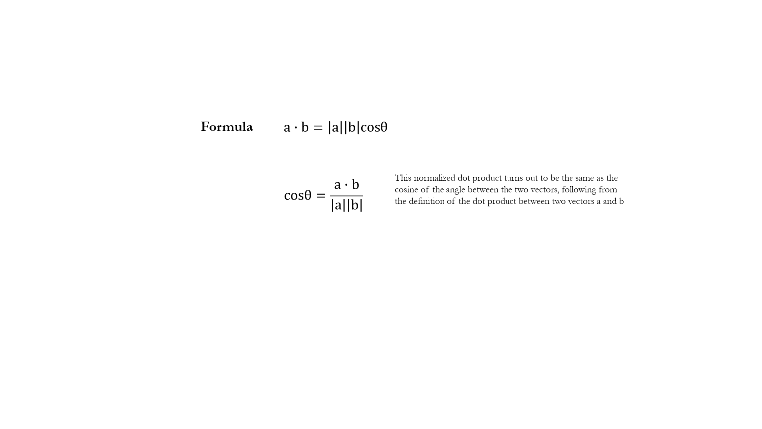Now I'm going to be talking about cosine similarity. So we see the formula a times b is equal to the magnitude of a times the magnitude of b times cosine theta. If we rearrange the terms, we've got cosine theta is equal to a times b divided by the magnitudes of a and b, right? So the normalized dot product turns out to be the same as the cosine of the angle between two vectors, following from the definition of the dot product between two vectors a and b.